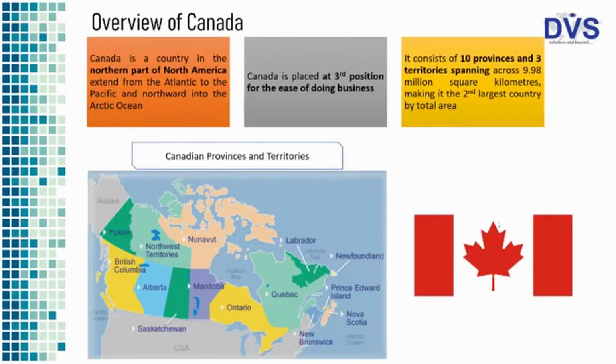An overview of Canada. As we all know, Canada is a country in the northern part of North America, extending from the Atlantic to the Pacific and northward into the Arctic Ocean. Canada is placed at third position for the ease of doing business. We have seen in the previous presentations that Singapore is ranked number 2 in terms of ease of doing business, and Canada is in the third position. It consists of 10 provinces and 3 territories spanning 9.98 million square kilometers, making it the second largest country by total area. Below you can see all the highlighted provinces spanning across Canada.